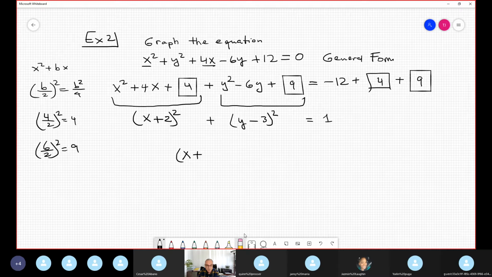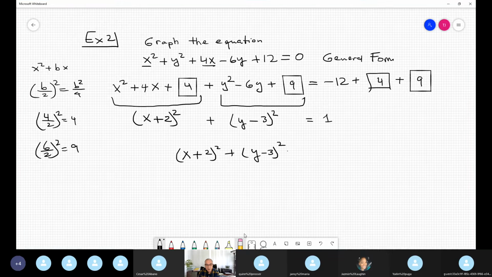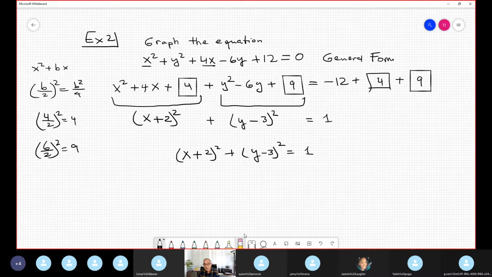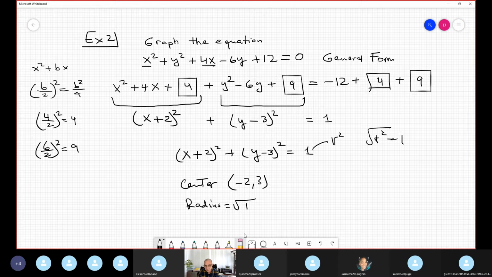And this is my equation. My equation is (x plus 2) squared plus (y minus 3) squared equal 1. Okay, so in this case, the center of this circle is located at the point (-2, 3). Remember, completely opposite sign. And the radius is, well, square root of 1. Because this is r squared, therefore r squared equal 1, therefore r alone is 1.